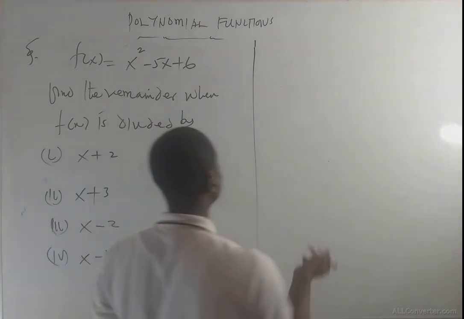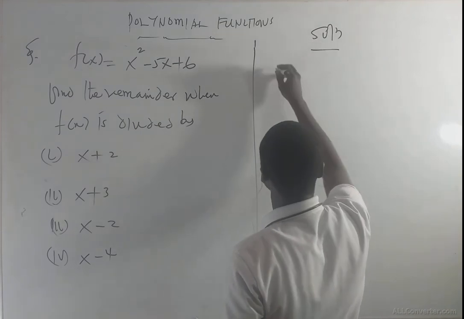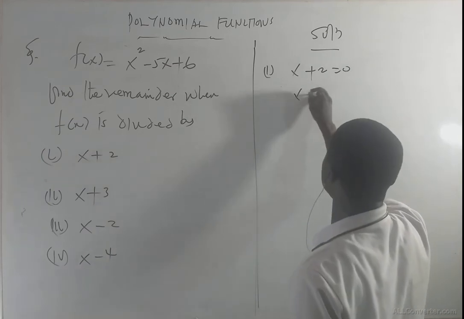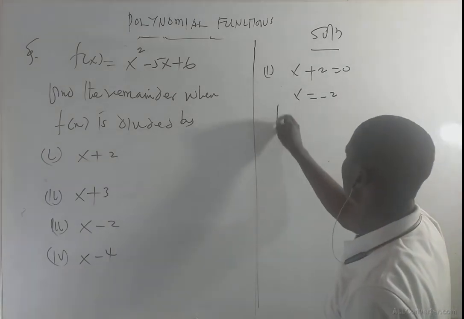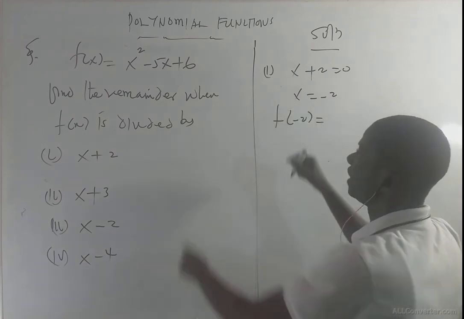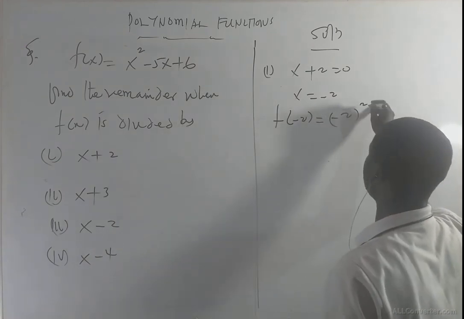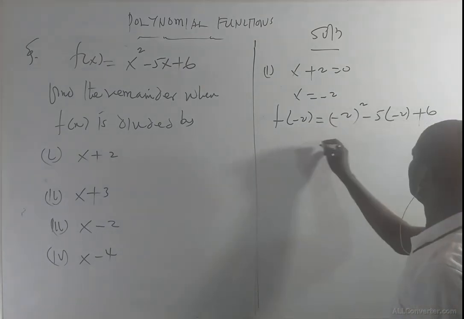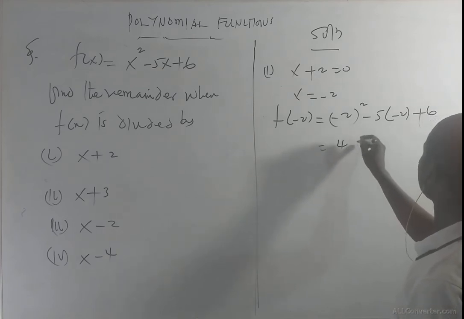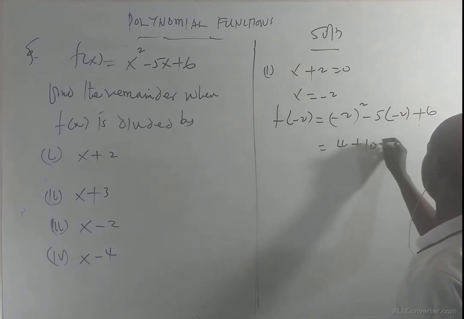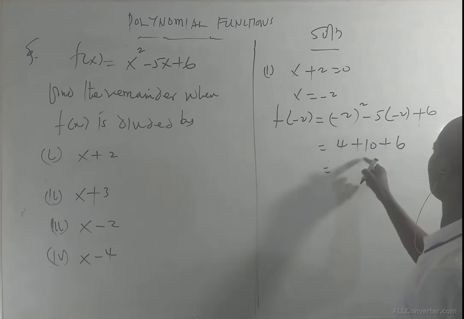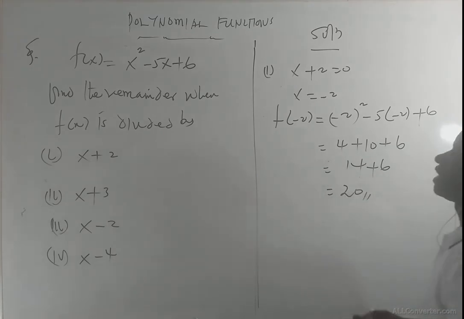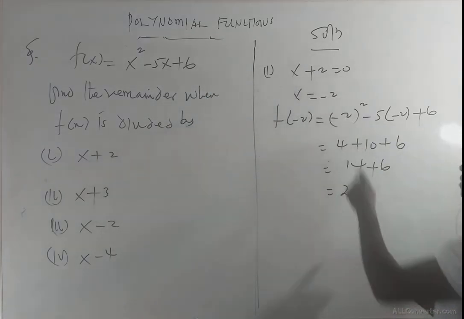So if you want to find the remainder, you know that from the remainder theorem, you only equate the divisor to 0 and solve for x. This will give minus 2. Then you now find f of minus 2. That means wherever you see x in the expression, you substitute that by minus 2. So you have minus 2 squared minus 5 times minus 2 plus 6. Minus 2 squared will give us 4. Minus 5 times minus 2 will give us plus 10. Then we have plus 6. And 4 plus 10 will give us 14. And 14 plus 6 will give us 20. So when we divide f of x by x plus 2, the remainder will be 20.